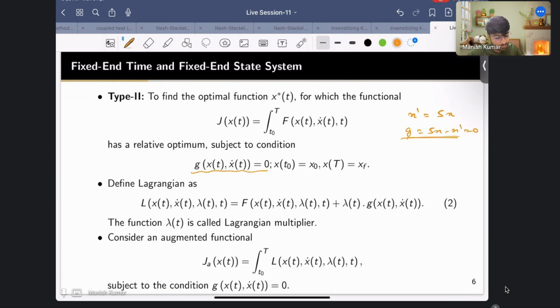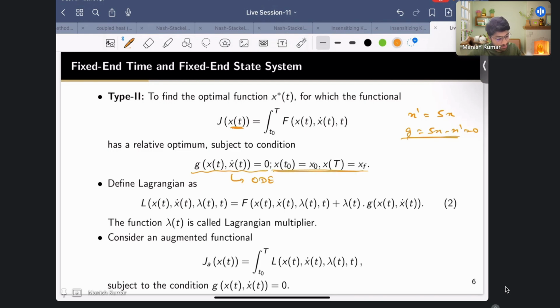Now what you are saying is that this functional should have a minimum value, where the function x comes as a solution of some ODE. I am taking a particular example, because this x prime denotes the differential equation. What you are demanding is that g of x, x prime is 0. This is nothing but an ODE, correct? This is a first order ODE, and what we are saying is that the function x over which we are trying to minimize should come from a solution of an ODE, and that ODE should satisfy these two conditions.